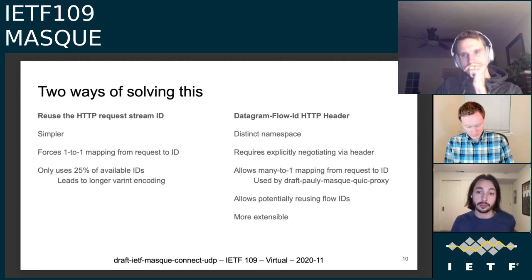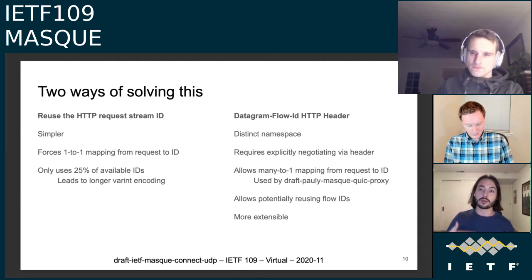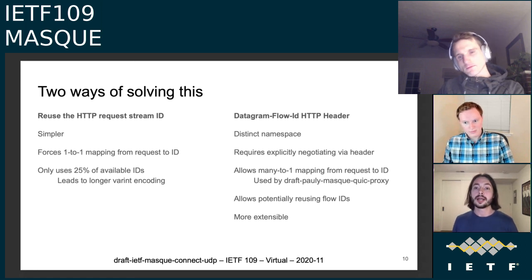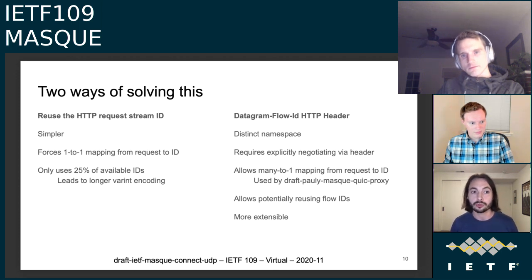So what is currently in the draft, and what I personally prefer, is to have a separate namespace, where you generate a new ID any time you need one, and then you negotiate it with a header. So it's a separate namespace from the stream ID namespace. What that allows you to do is have a many-to-one mapping, where you could have multiple Connect UDP streams that share the same datagram flow ID. That feature isn't used by Connect UDP itself, but it's used by the QUIC proxy extension, and Tommy is going to describe that in our later presentation.